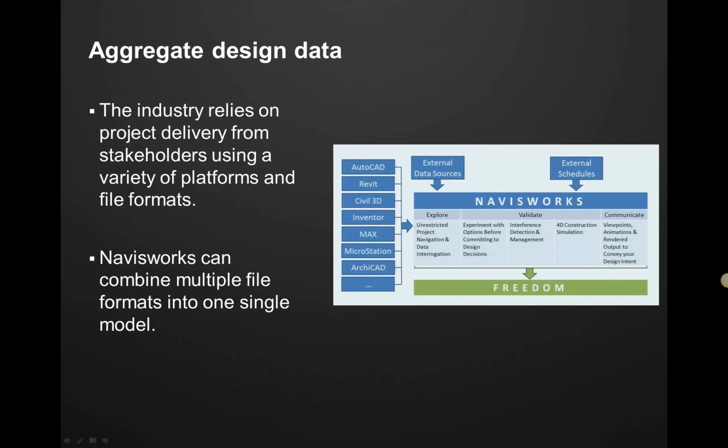As you can see from the slide, there are lots of different CAD applications from the Autodesk environment that allow you to go into BIM and Navisworks. We've got things like AutoCAD, Revit, Civil 3D, Inventor, Max, MicroStation, and ArchiCAD, to name but a few. Once you've brought those into Navisworks, it allows you to put them into a single environment, and then you can do things like walk rounds and clash detection and other tools that I'm going to show you during this presentation. So Navisworks can combine multiple file formats into a single model.